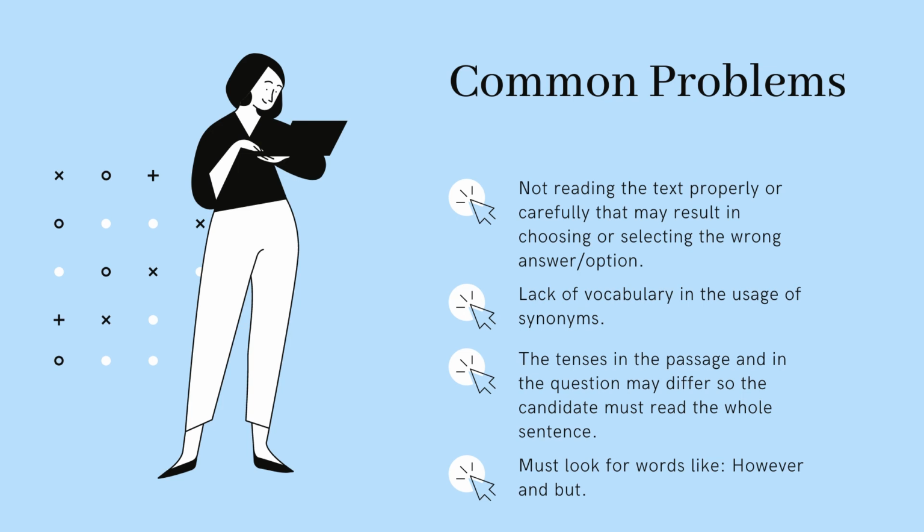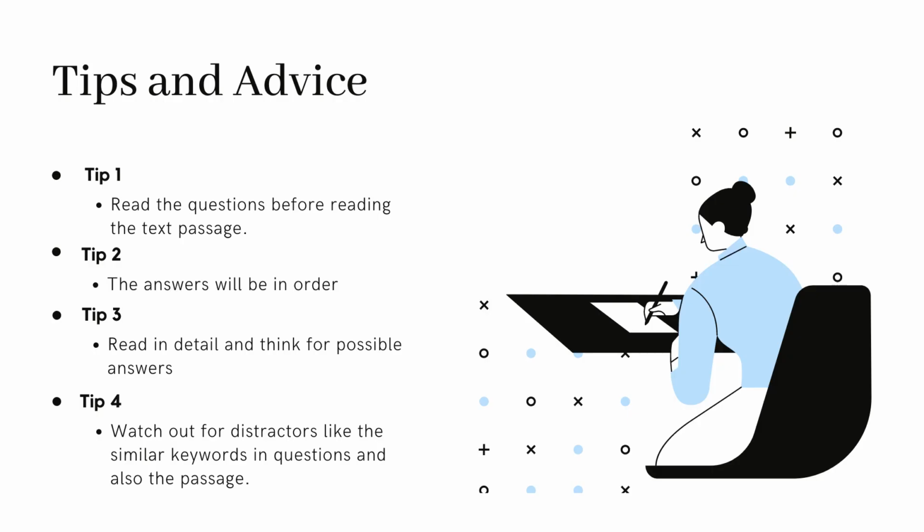So all of you would be eager to know how to score full marks in the MCQs. Here are some tips and advice which can really help you. Read the questions before you read the text. That is, before going through the text, read the questions, find the keywords and underline them. Then read the passage in detail and carefully. Think about the answer twice.